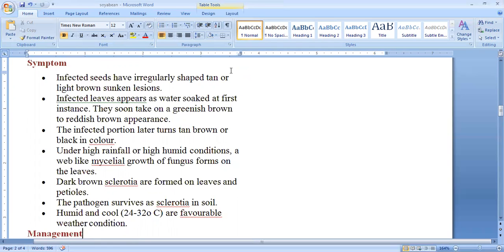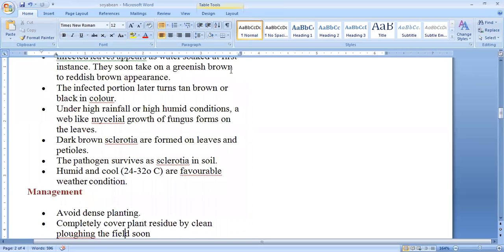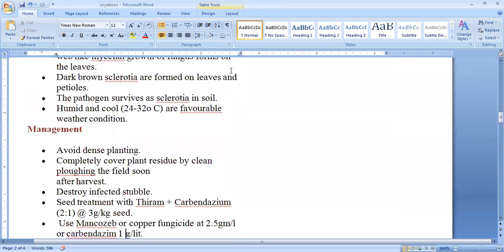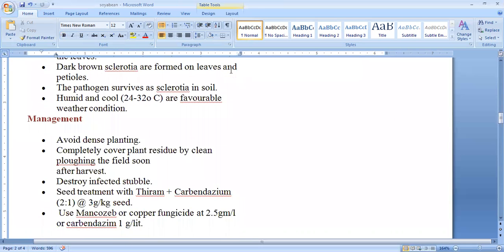When there is high rainfall and humid conditions, mycelial growth of the fungus also forms on the leaves. Dark brown sclerotia form on leaves and fruit. This pathogen survives as sclerotia in the soil, and humid and cool weather is favorable for this disease. For management, we have to avoid dense planting and completely cover the plant residue by clean plowing the field soon after harvest.